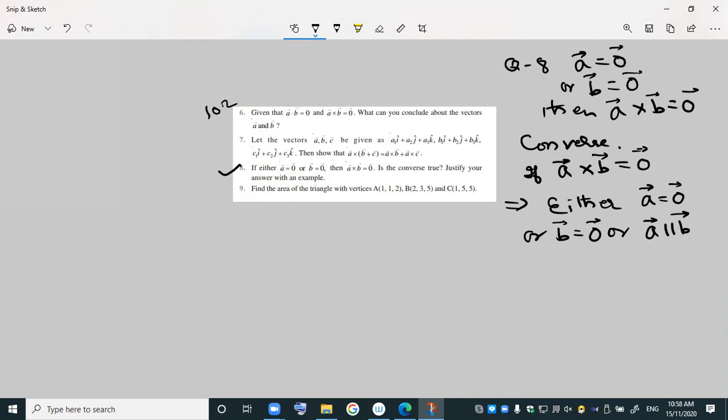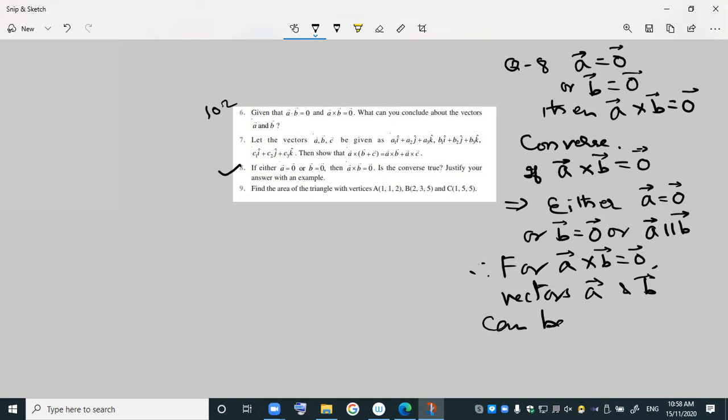So the converse will not be applicable, because if A cross B is zero, it can be parallel vectors also. Therefore, for A cross B equal to 0 vector, A and B can be parallel to each other. Therefore, the converse is not true.